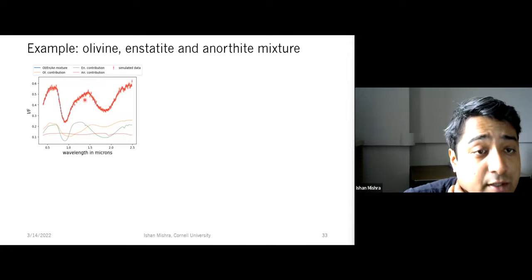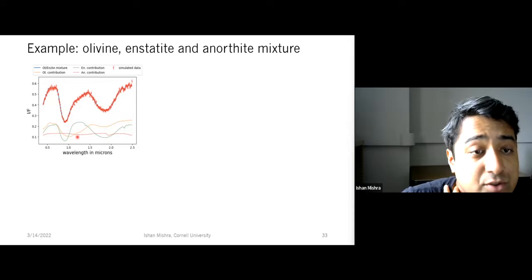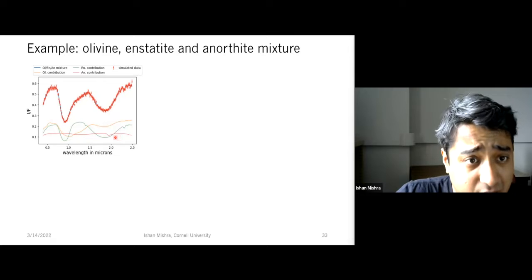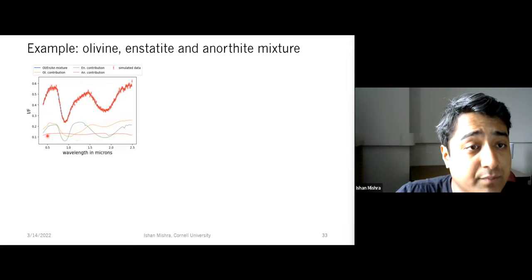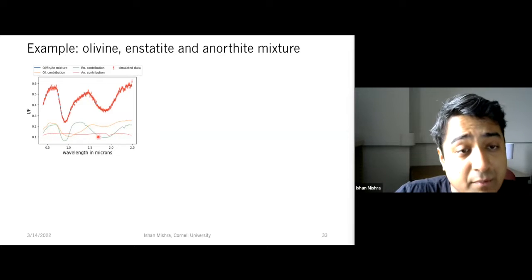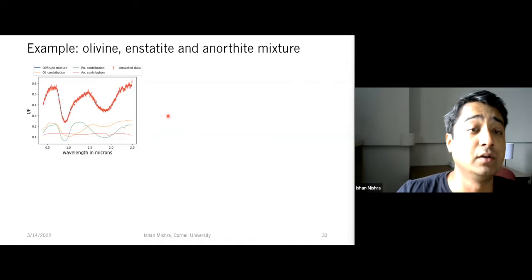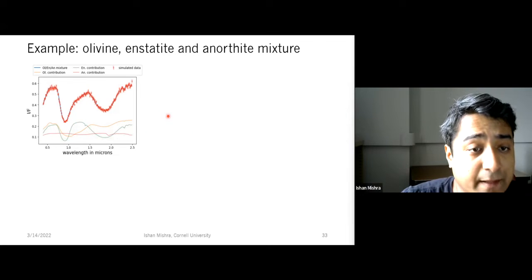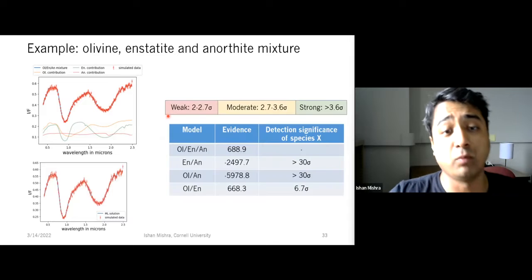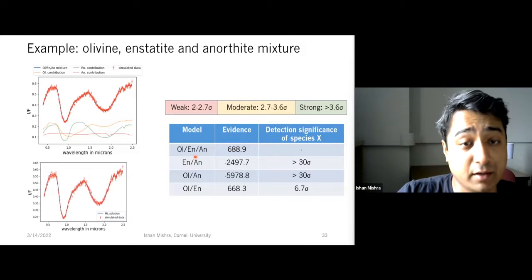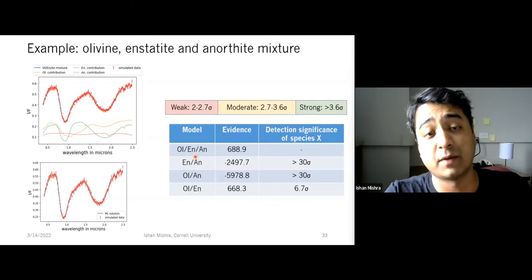And so the data set is shown in red here. And the contributions of the 3 species, depending on what their original abundances were, is shown at the bottom. So you can see that not only are olivine and enstatite dominating, but they also have strong features, whereas anorthite is pretty spectrally featureless. And so when we do the analysis systematically in the following way, where first we try a model that has all the species that we think are present here.